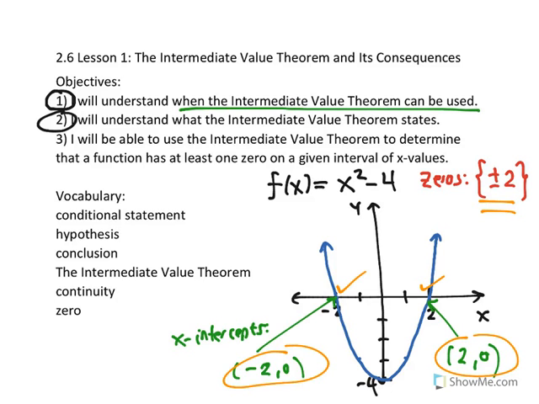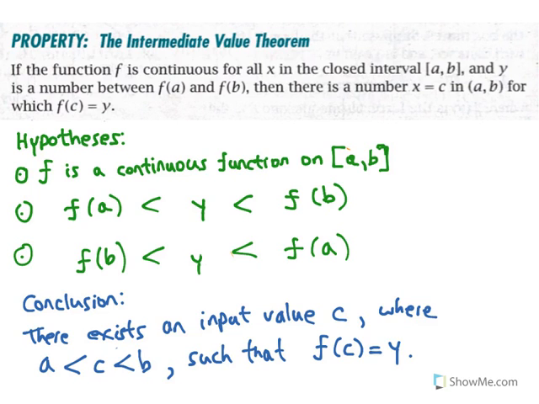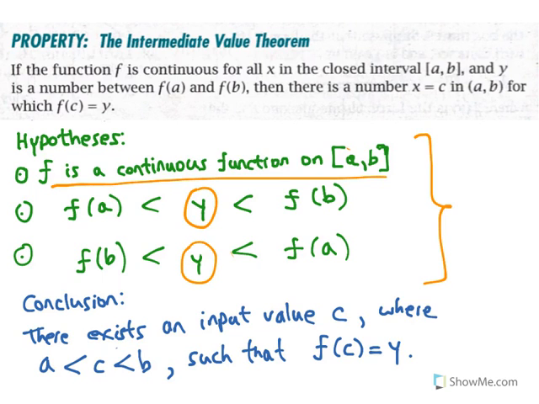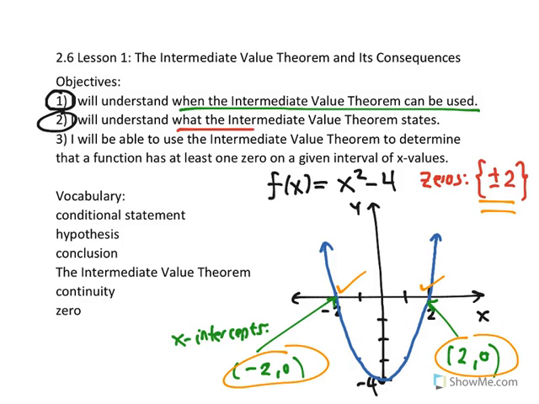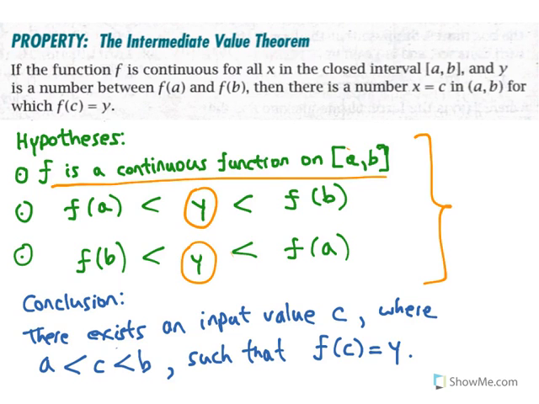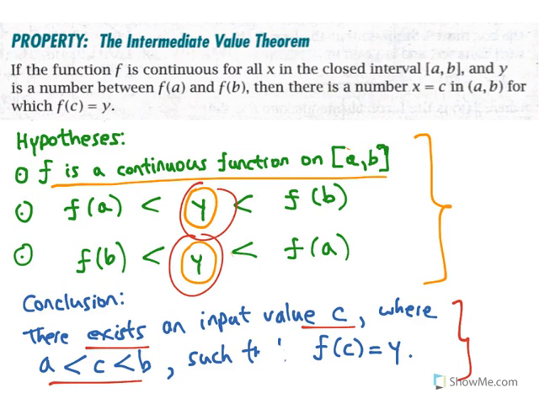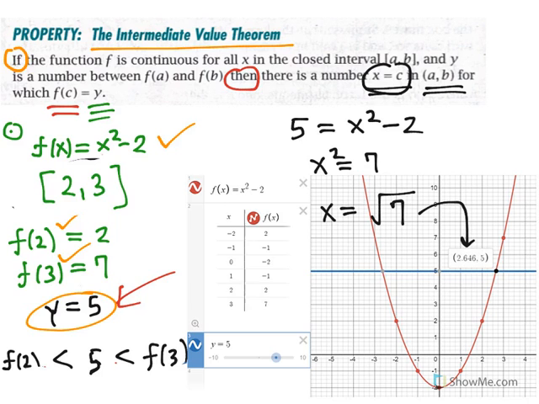So when can the intermediate value theorem be used? It can be used when you have a function that satisfies the hypotheses of the theorem. You have a function that's continuous on a closed interval AB, and we're looking at a y value that's between f of A and f of B. What does the intermediate value theorem state? It states the existence of an input value c between a and b such that the output value of the function at c will be equal to y. We saw an example of the application of the intermediate value theorem just now.